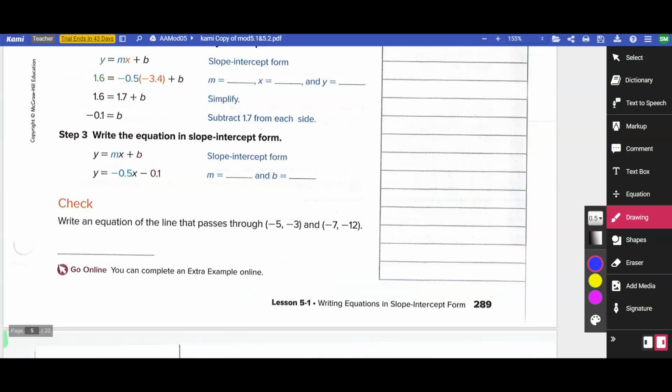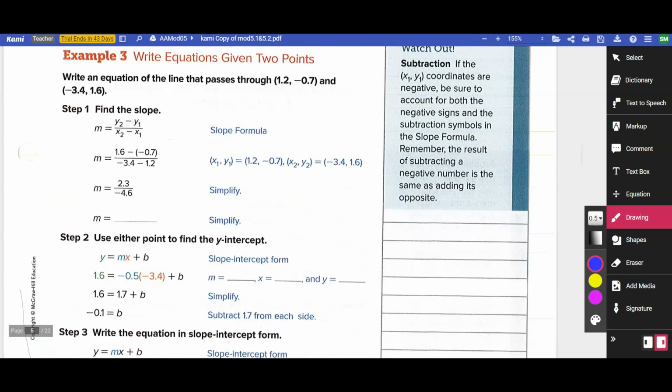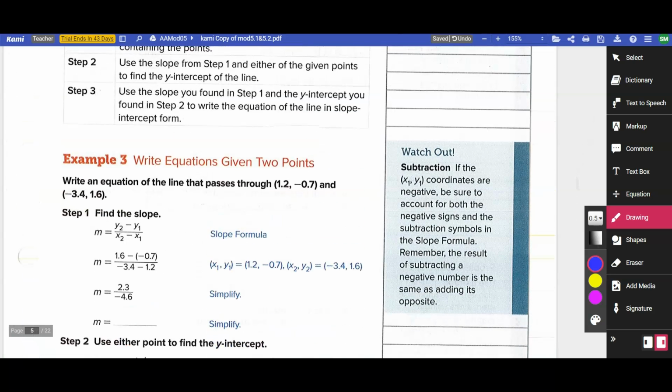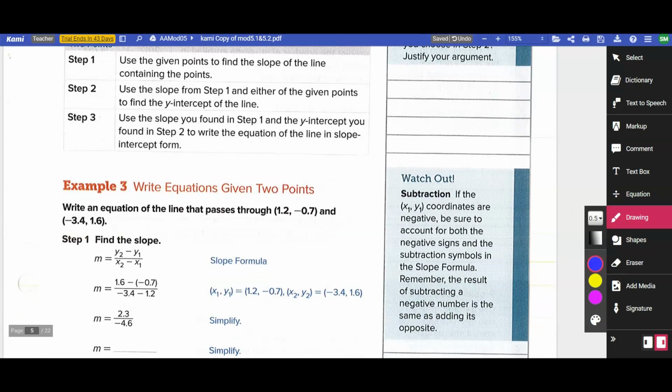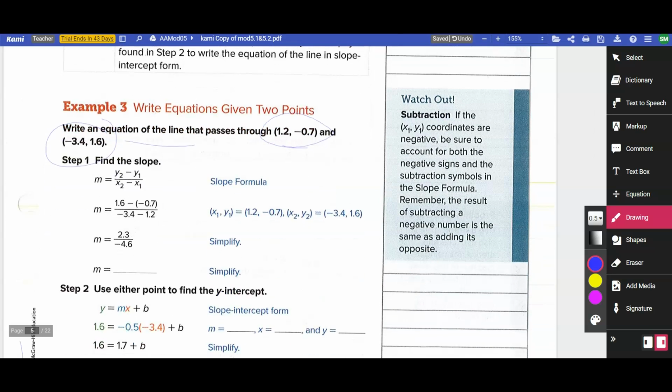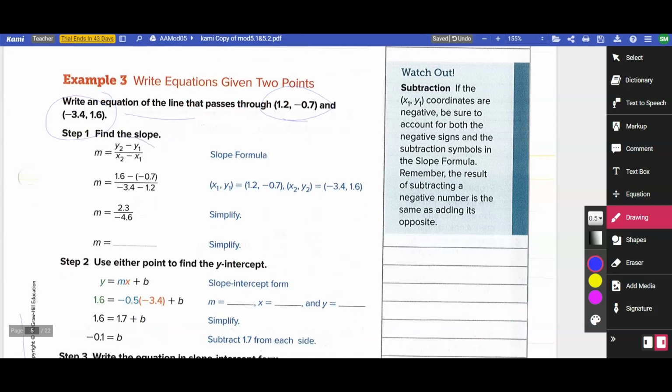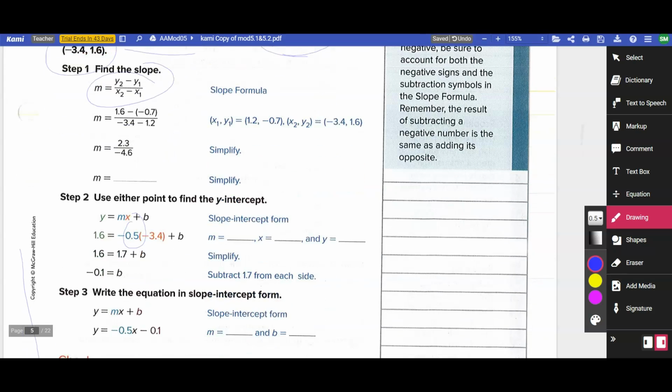So sometimes they're going to give you just two pairs, and then you have to find the equation of a line given those two pairs. So in this case here, they give you negative 1.2 and negative 7/10, and negative 3.4 and 1.6. Kind of crazy with the decimals. You have to use your slope formula to find your slope: y sub 2 minus y sub 1 divided by x sub 2 minus x sub 1. They found the slope to be negative 5/10.